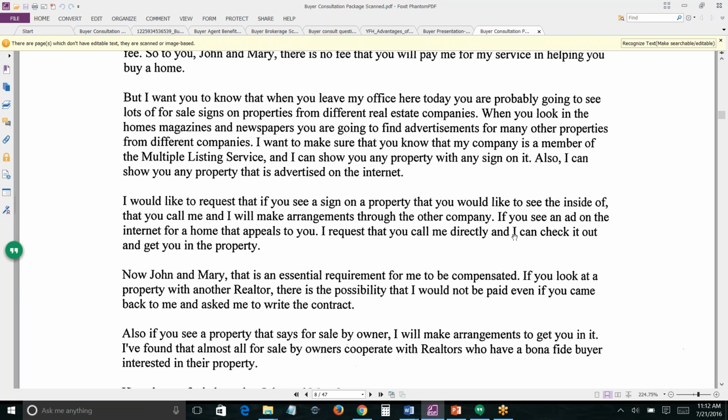So what we're saying, I would like to request, if you see the sign on the property, you'd like to see the inside, that you call me. I'll make arrangements to the other company. If you see an ad on the internet for a home that appeals to you, I request you call me directly so I can check it out and get you in the property. Right, you notice what I'm doing in this script is I'm basically shutting all the doors for them to try to work on their own.